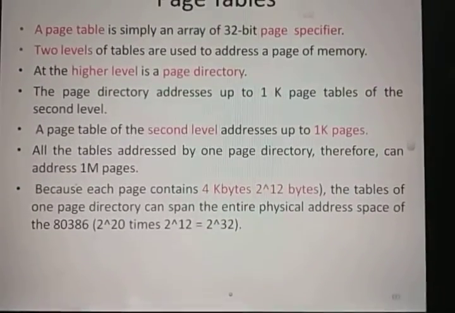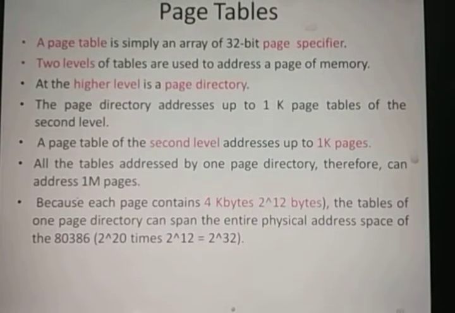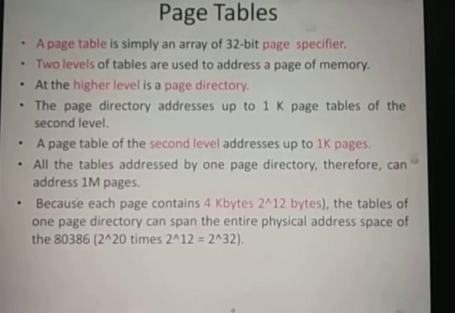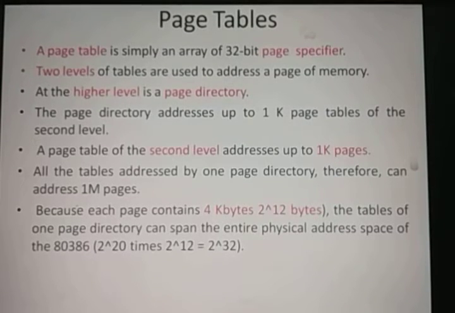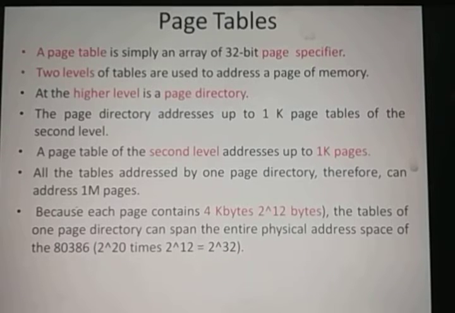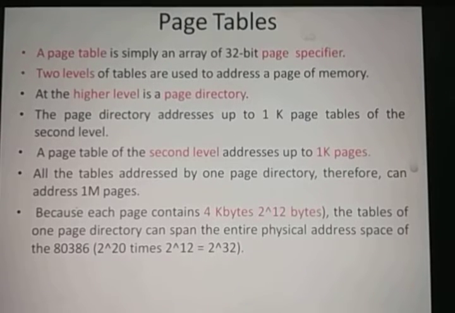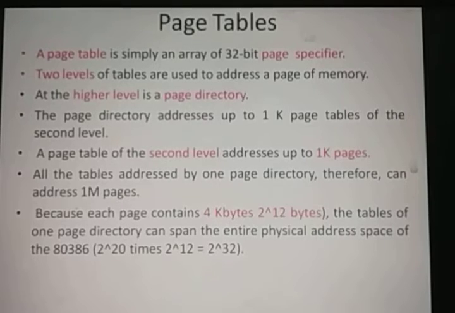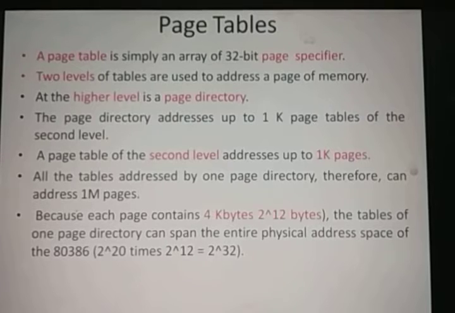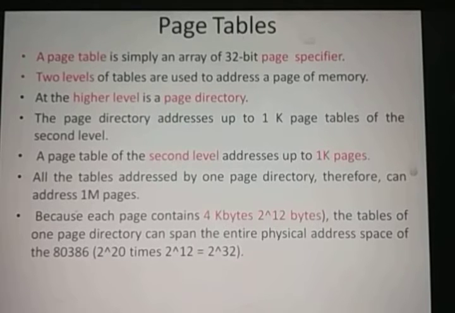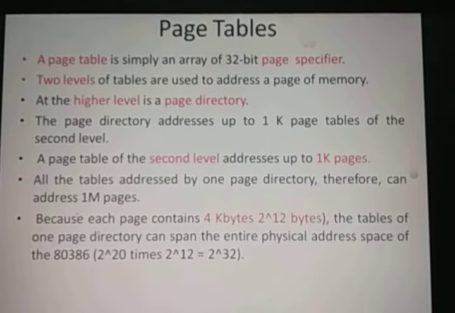Now we will discuss the page table one by one. A page table is simply an array of 32-bit page specifiers. Two levels of tables are used to address a page of memory. At the higher level is a page directory. The page directory addresses up to 1K page tables of the second level. A page table of the second level addresses up to 1K pages. All the tables addressed by one page directory can therefore address 1M pages. Because each page contains 4 kilobytes, the tables of one page directory can span the entire physical address space of the 80386.